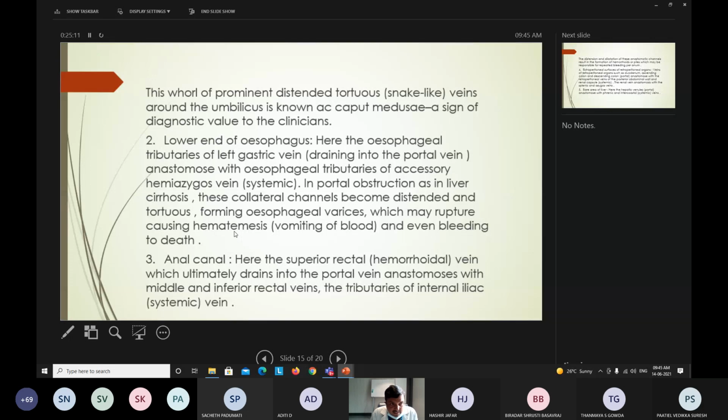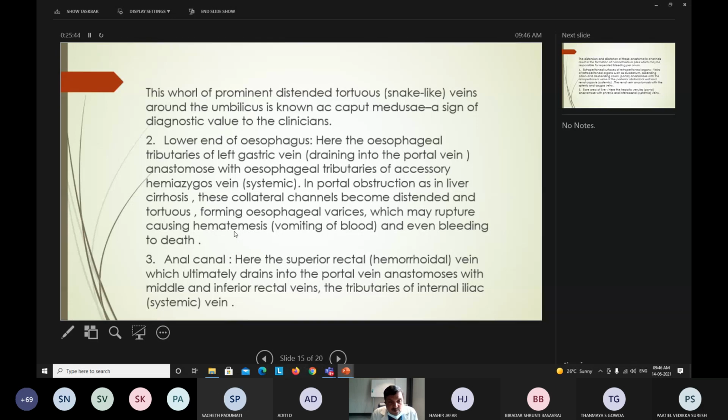So in that condition, there is a distension of the abdomen. There is a collection of fluid in the abdominal cavity. That condition is called ascites. The abdomen is very much enlarged and distended because of collection of fluid in the peritoneal cavity. Along with this, the veins around the umbilicus become tortuous, enlarged and dilated. So this sign is called caput medusa.